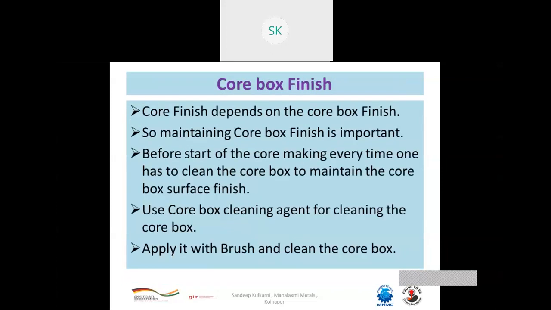Secondly, the most important thing is core box finish. Core box finish is an important factor again. Core finish depends on the core box finish. So maintaining core box finish is important. Before the start of core making, every time one has to clean the core box. So it is very important that you keep your core box clean all the time to maintain a good core box surface finish.